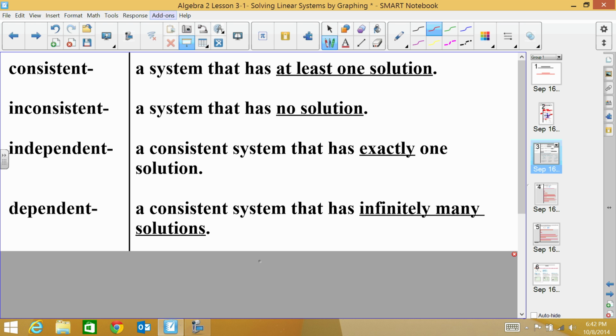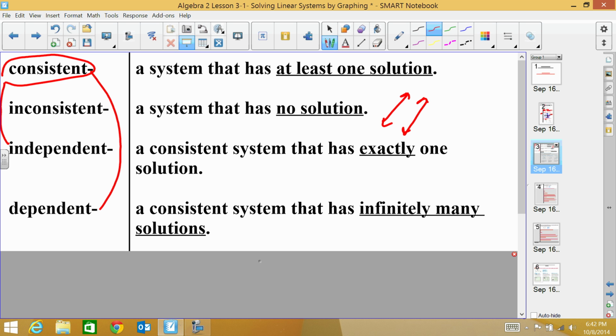They would have to be parallel lines. If they are parallel lines like this, then they will never intersect. So that would be no solution. Inconsistent is when they're parallel. Okay? Then if a system is consistent, it can be either independent or dependent.